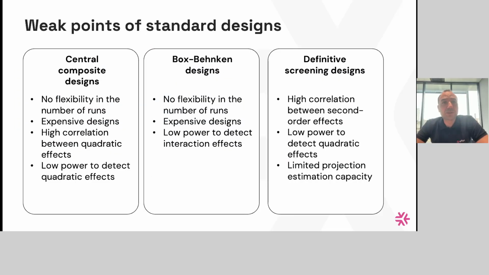So what are the weak points of standard designs? As we have seen, well, the central composite design, there is no flexibility in the number of runs, they are expensive, high correlation between quadratics, and low power to detect them. The Box-Behnken design, no flexibility again, expensive designs, and low power to detect interactions. And last, the definitive screening design, they have a high correlation between second order effects, low power to detect quadratic effects, and limited projection estimation capacity.